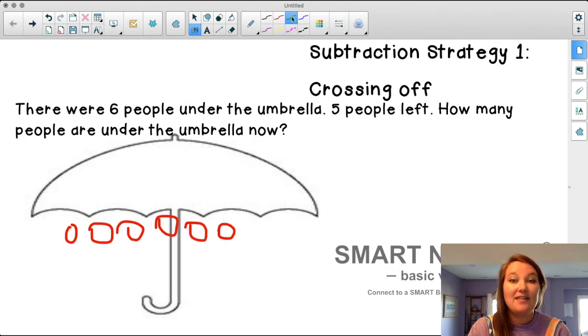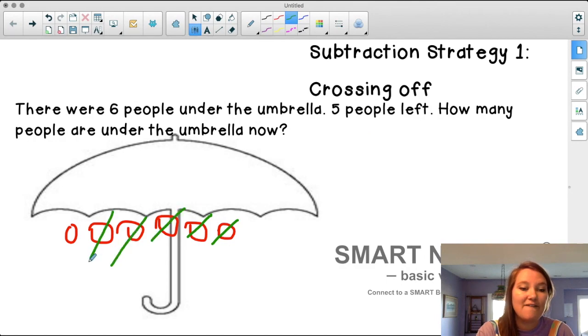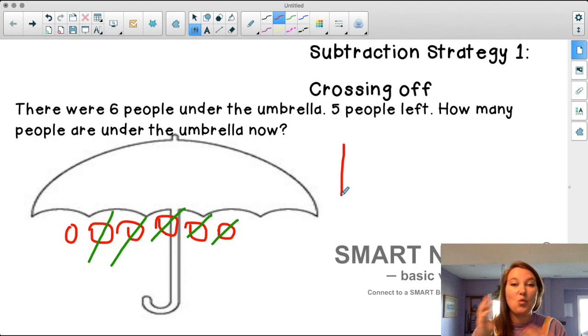Okay? Then I'm going to take a different color to not get confused. It says that 5 people left. So I'm going to cross off, go 1, 2, 3, 4, 5. And it says, how many people are under the umbrella now? So how many dots did I not cross off? That's right. There's just 1 dot that I didn't cross off. Good job.